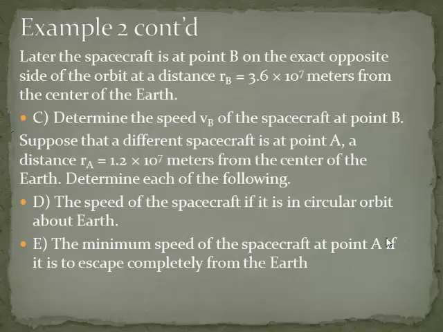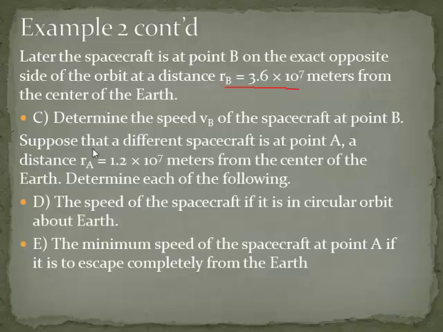So there are also parts C, D, and E to this problem. It says later the spacecraft is at point B on the exact opposite side of the orbit at a distance RB equals 3.6 times 10 to the 7th meters from the center of the Earth. So we want to determine the speed VB of the spacecraft at point B.